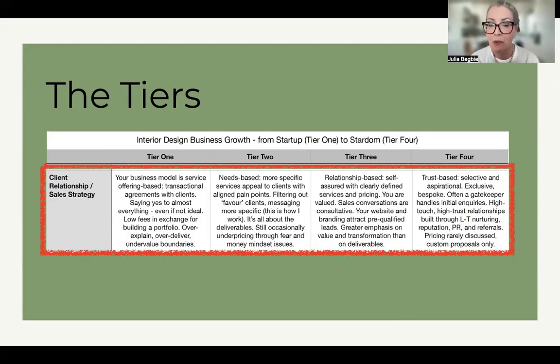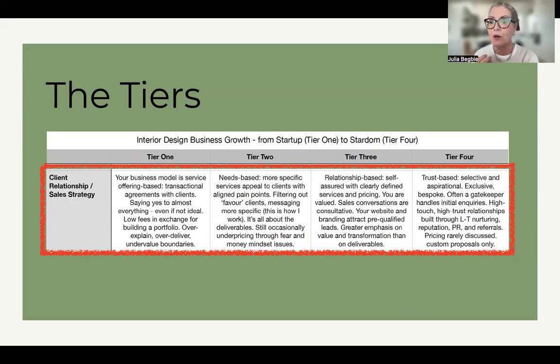Your website and branding are filtering your clients. So you're starting to talk publicly, perhaps, about the level of investment that is needed to work with you. And that naturally repels some people. And this is when you get more confident, or perhaps you don't need the business quite so much because you already have a good foundation, and you can start to pre-qualify your clients.